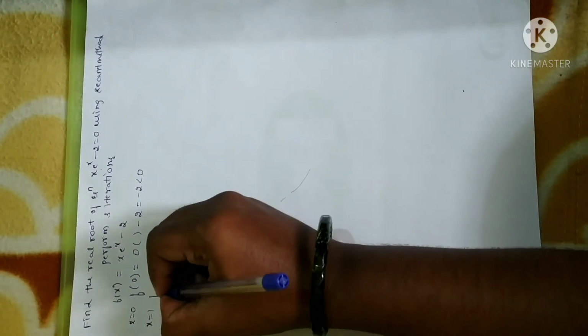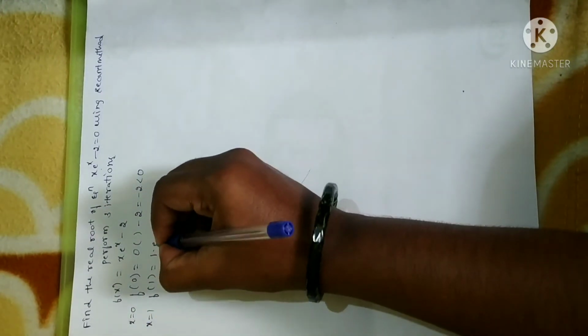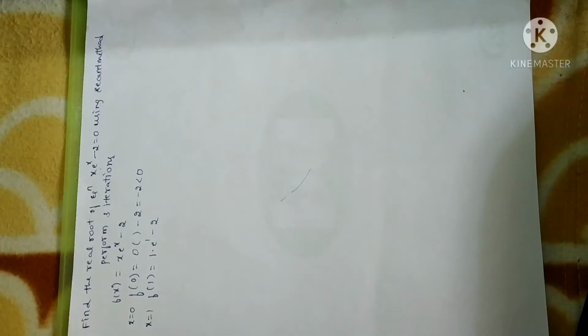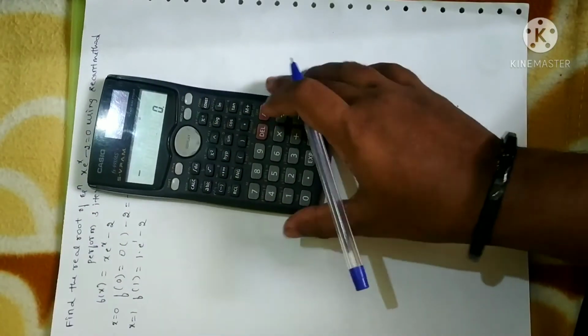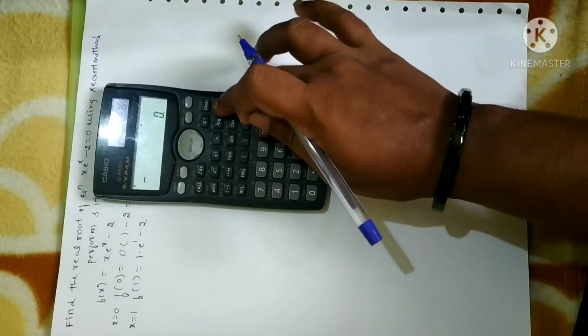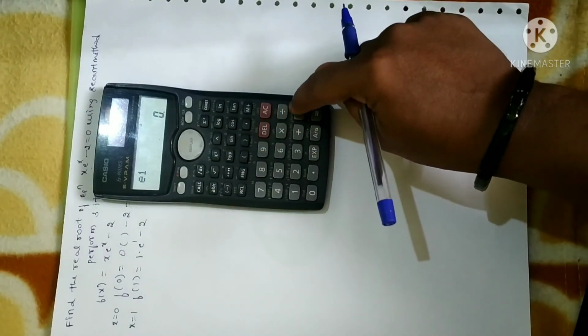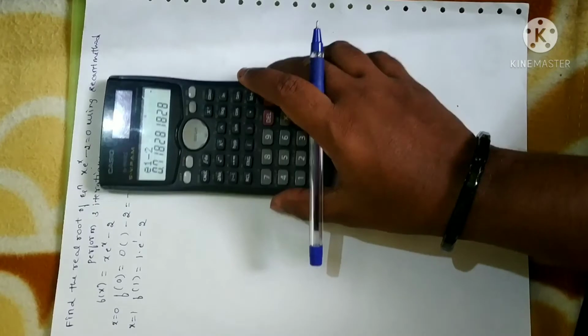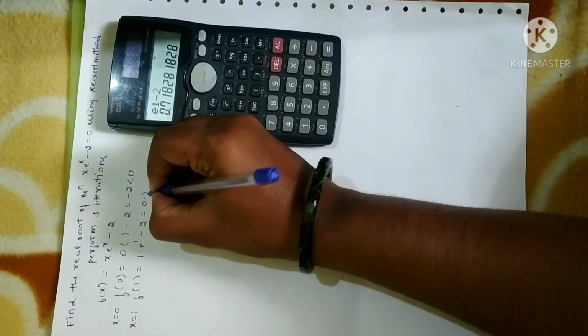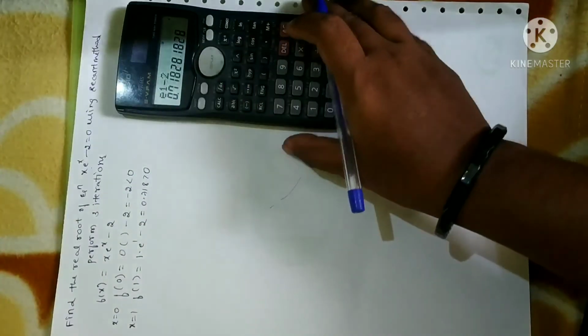Let me find x is equal to 1. F of 1 is equal to 1 into e power of 1 minus 2. So as I already told you, e power of 1 will be calculated as press shift, press the ln button, 1. So that will give us e power of 1 minus 2. So that will give us 0.718. 0.718, anyhow it is positive. So let me stop here.